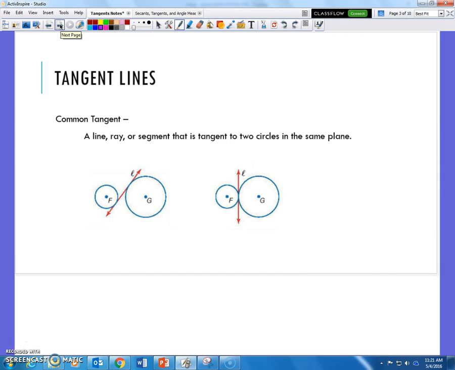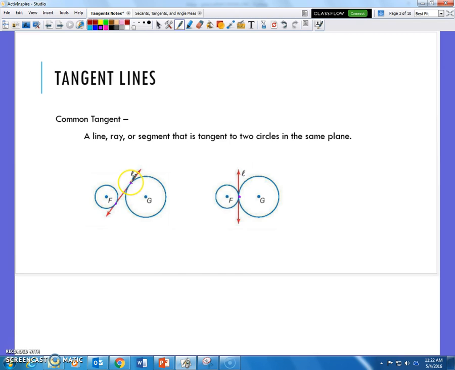Sometimes circles have what we call a common tangent, okay, where the line is both tangent to the small circle and the big circle, or the circles share that point that the line is intersecting. All right. So a line, ray, or segment that is tangent to two circles in the same plane is called a common tangent. So it is tangent to both these circles in exactly one point. There are several common tangents to these circles that we're going to look at here right now.